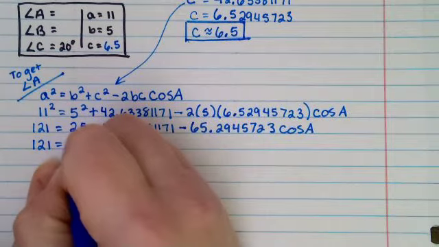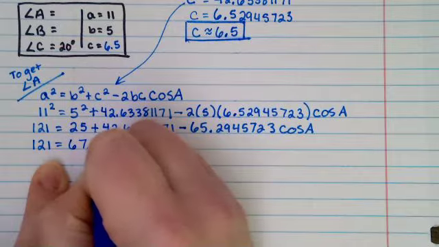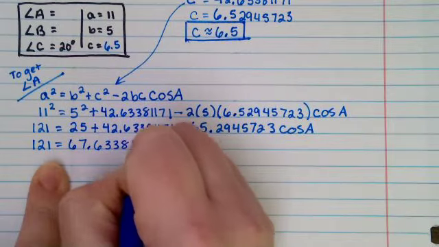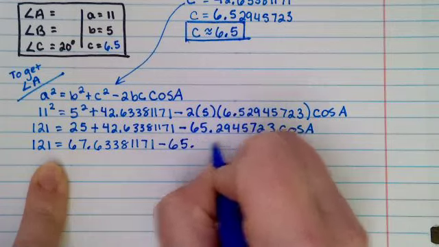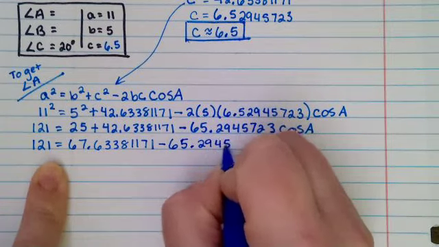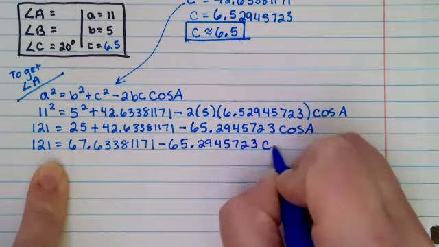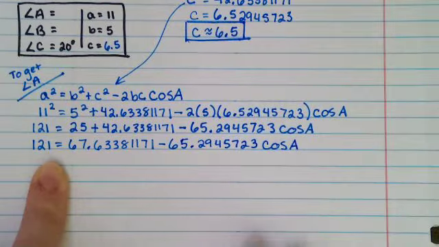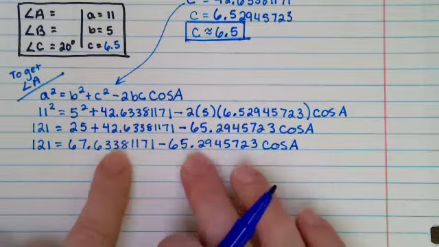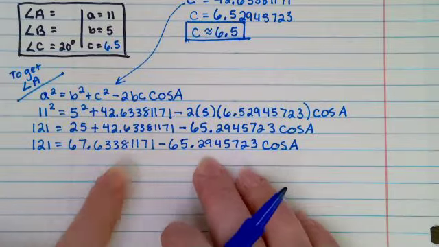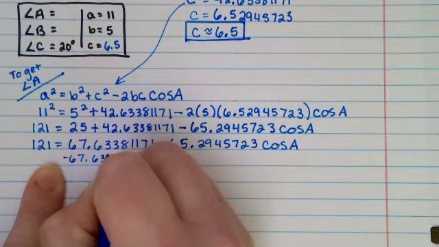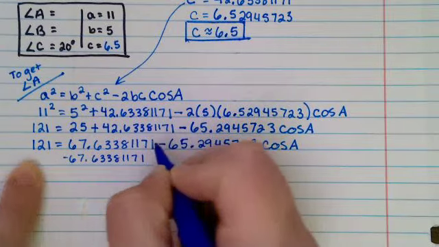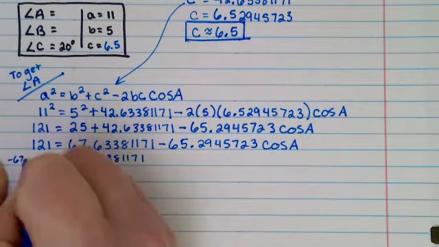When we add these together, we do get 67.63381171. We still have minus 65.2945723 cosine of A. Whew. All right, again, we cannot add these together. We cannot put these together. So the next thing I'm going to have to do is subtract this 67.63381171 on both sides.